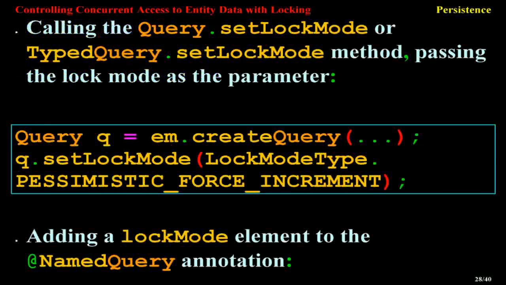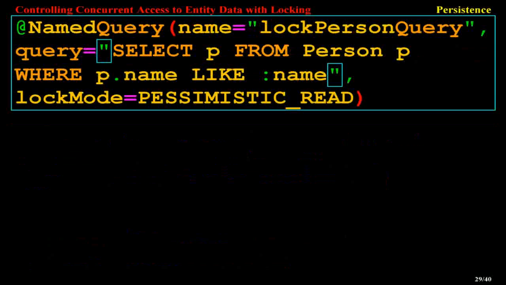Calling the Query.setLockMode method, passing the lock mode as the parameter: Query q = m.createQuery(...); q.setLockMode(LockModeType.PESSIMISTIC_FORCE_INCREMENT). Adding a lockMode element to the NamedQuery annotation: @NamedQuery(name="lockPersonQuery", query="SELECT p FROM Person p WHERE p.name LIKE :name", lockMode=PESSIMISTIC_READ).